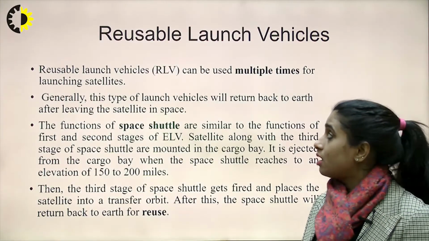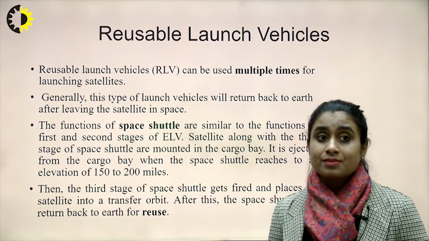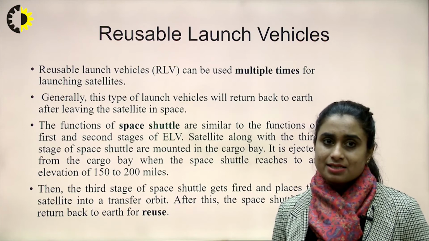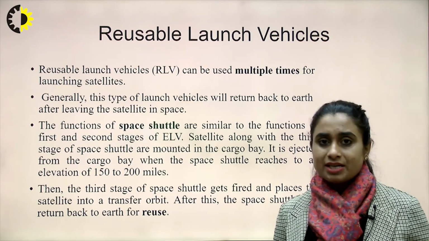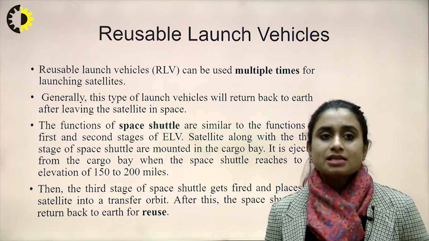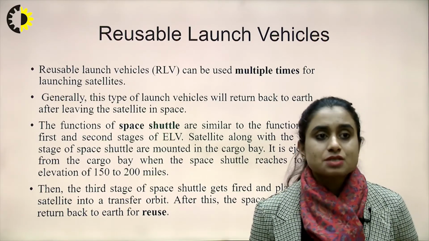Now what are RLVs, reusable launch vehicles? RLVs can be used multiple times for launching satellites, right? When the parts are shed, they are collected back for a second launching. Generally, this type of launch vehicle will return back to Earth after leaving the satellite in space.